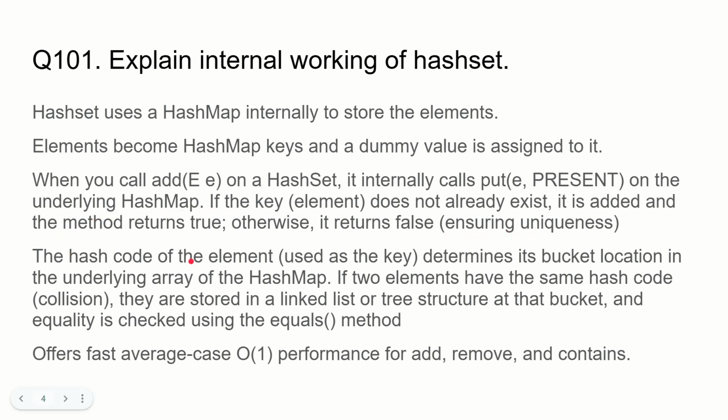The hash code of the element used as key determines its bucket location in the underlying array of the HashMap. If two elements have same hash code, then they are stored in a linked list or tree structure at that bucket. And equality is checked using the equals method. This is same as the HashMap only. So it offers fast average case, which is O(1) performance for add, remove, and contains operations.